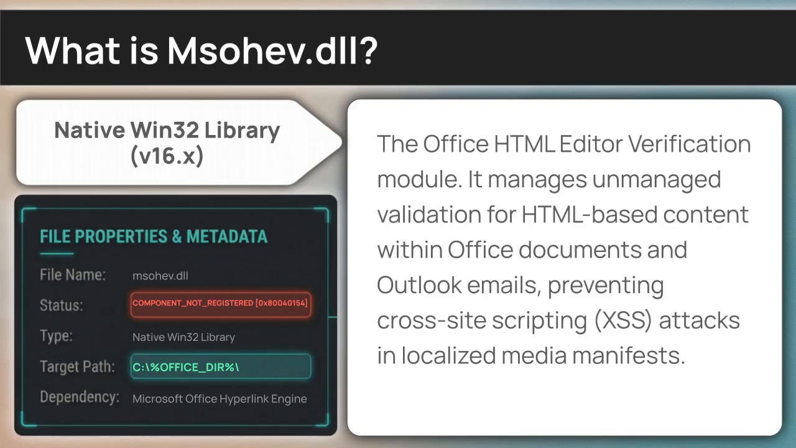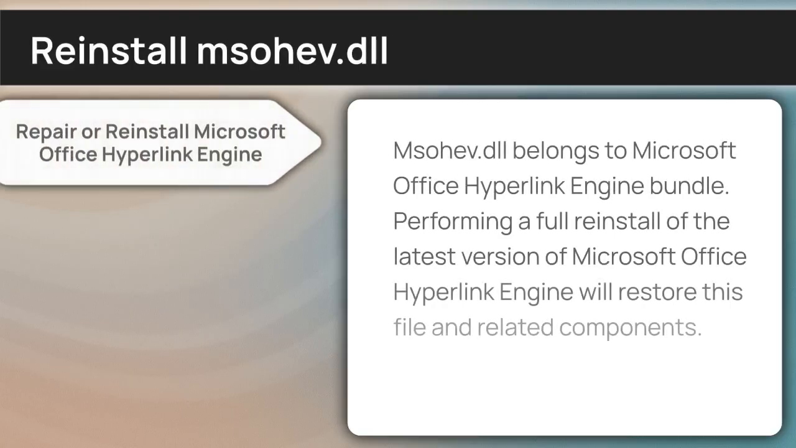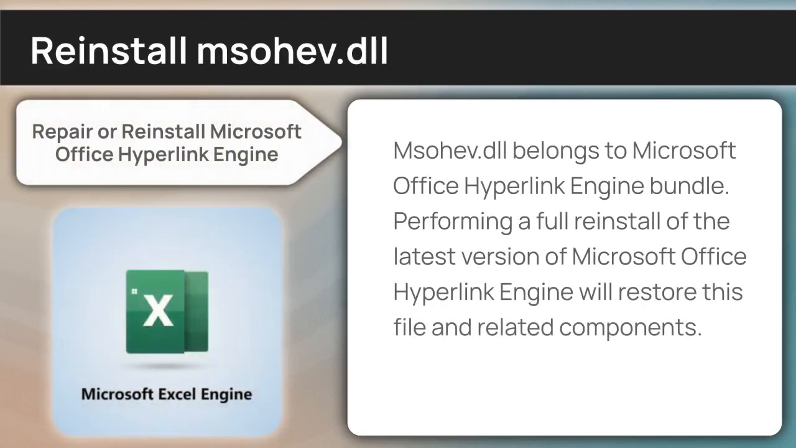We'll start with the most common fix for this specific error. Msohev belongs to the Microsoft Office Hyperlink Engine bundle. Performing a full reinstall of the latest version of Microsoft Office Hyperlink Engine will restore this file and related components.